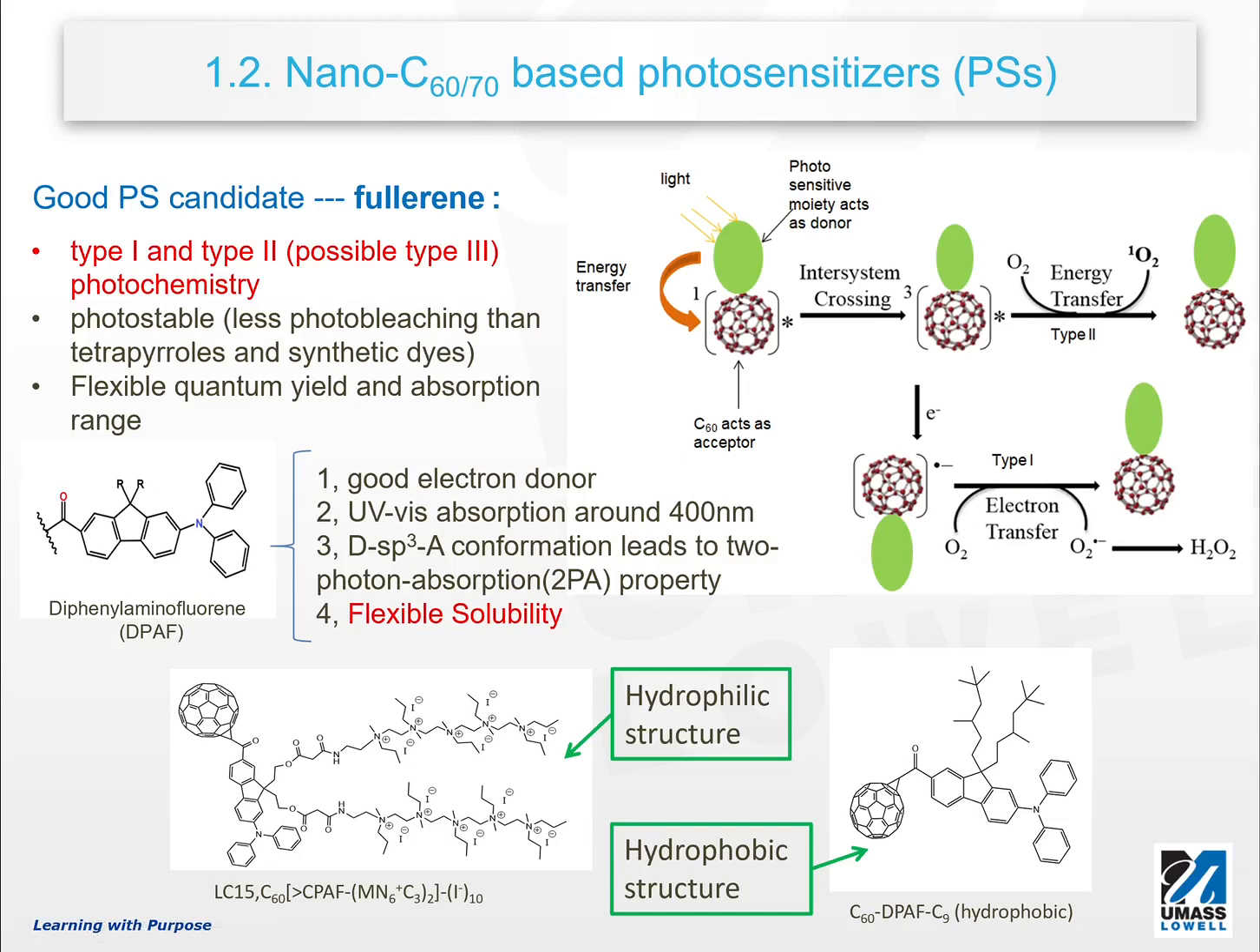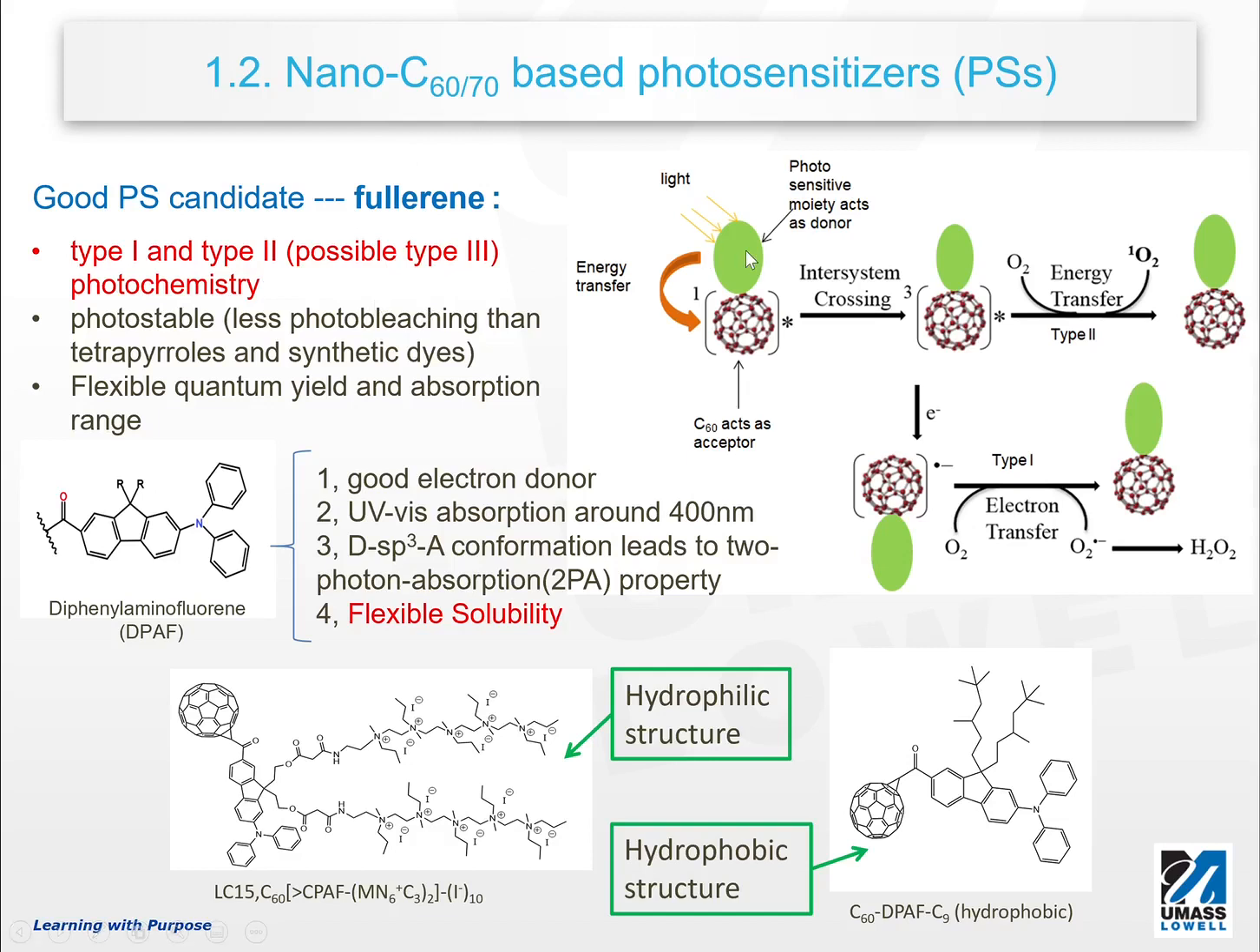And compared with other photosensitizers, fullerene is more photostable. They don't degrade much under the light irradiation compared with tetrapyrroles or some synthetic dyes. And also they have very flexible quantum yield and absorption range. The absorption range of fullerene-based photosensitizer can be tuned into a designed range. And let's talk about type 1 and type 2 photochemistry quickly here, since fullerene-based photosensitizer can undergo both of these types of photochemistry.